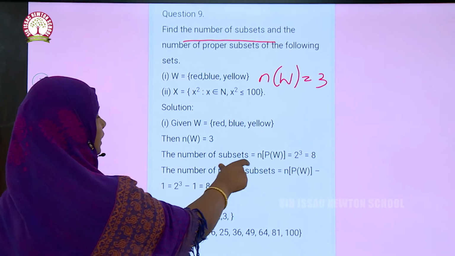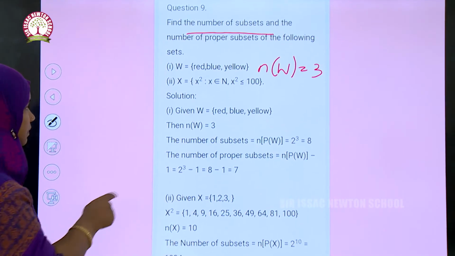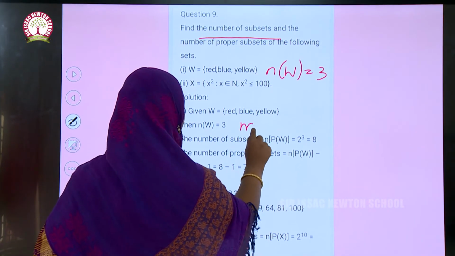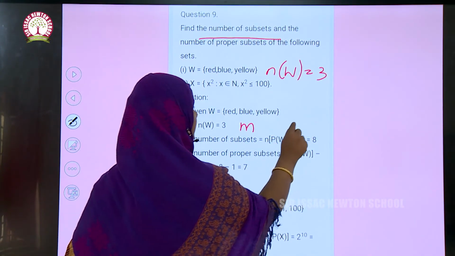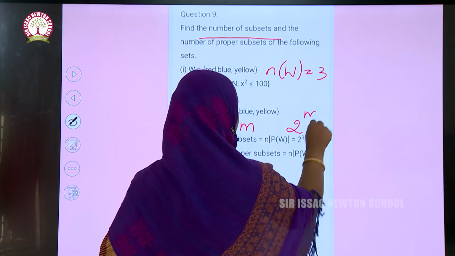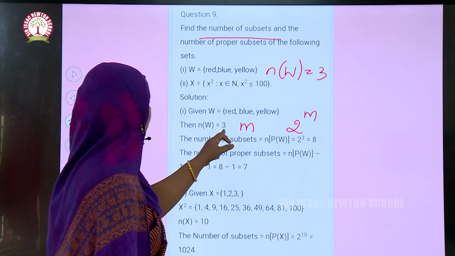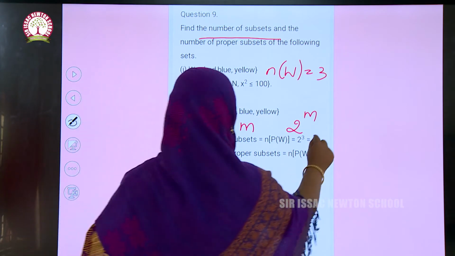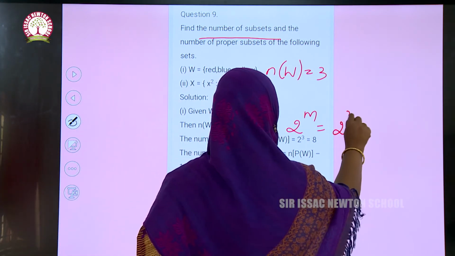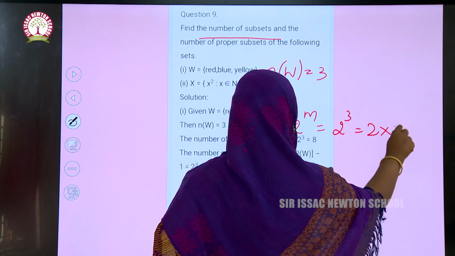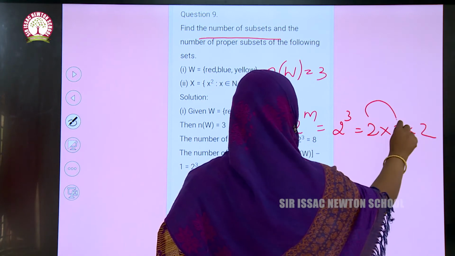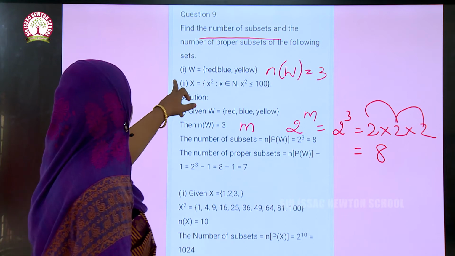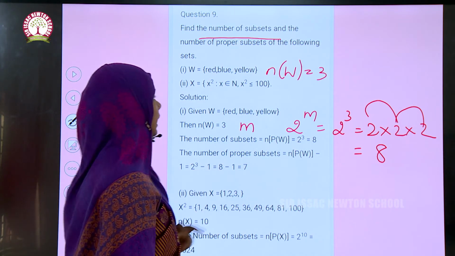So how do we find the number of subsets? We have a formula, is it not? If n of W is m, then the number of subsets is 2 power m. So here the number of elements in the set W is 3. Therefore 2 power 3, which is 2 into 2 into 2. 2 2s are 4, 4 2s are 8. Therefore the number of subsets of the set W is 8.